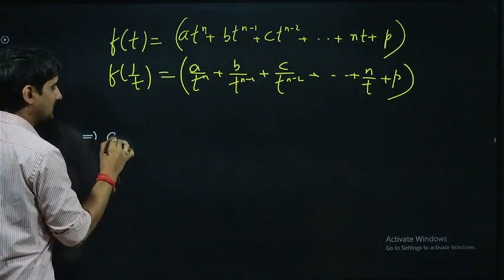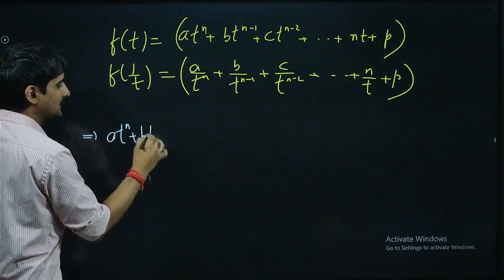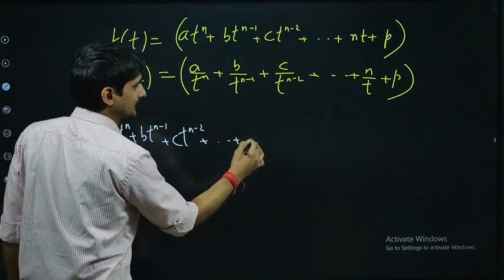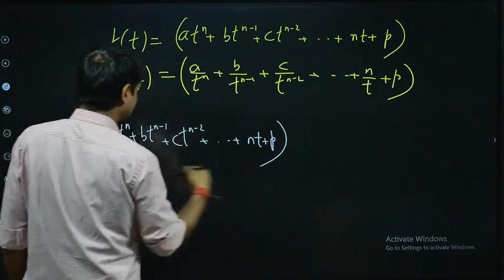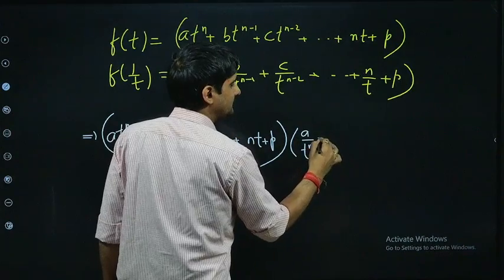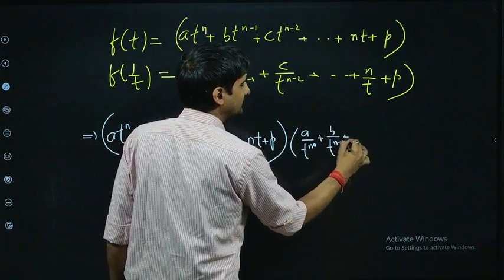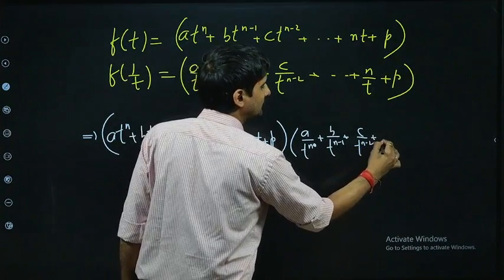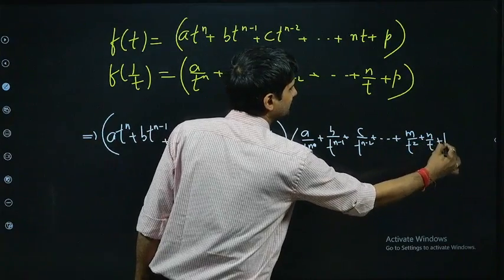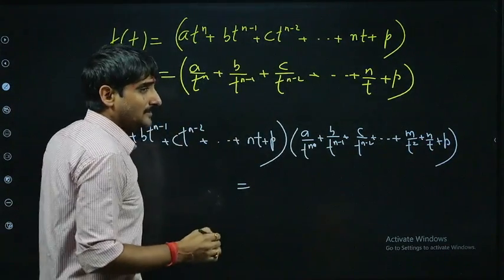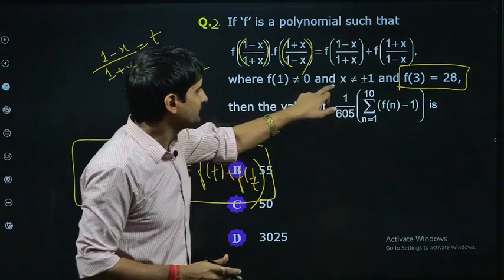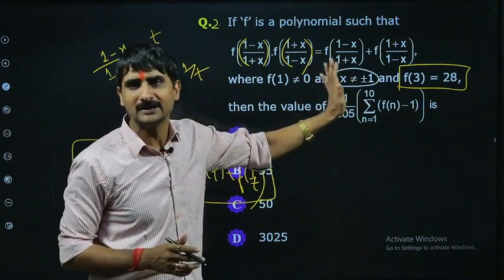So what do we get? We get a times t raised to power n plus b times t raised to power n minus 1, c times t raised to power n minus 2 and so on, up to mt plus p, into a by t raised to power n, b by t raised to power n minus 1 plus c by t raised to power n minus 2 and so on, like m by t plus p, and this is equal to the right-hand side. That's a relation which is true for every x except for x equal to plus minus 1 here.